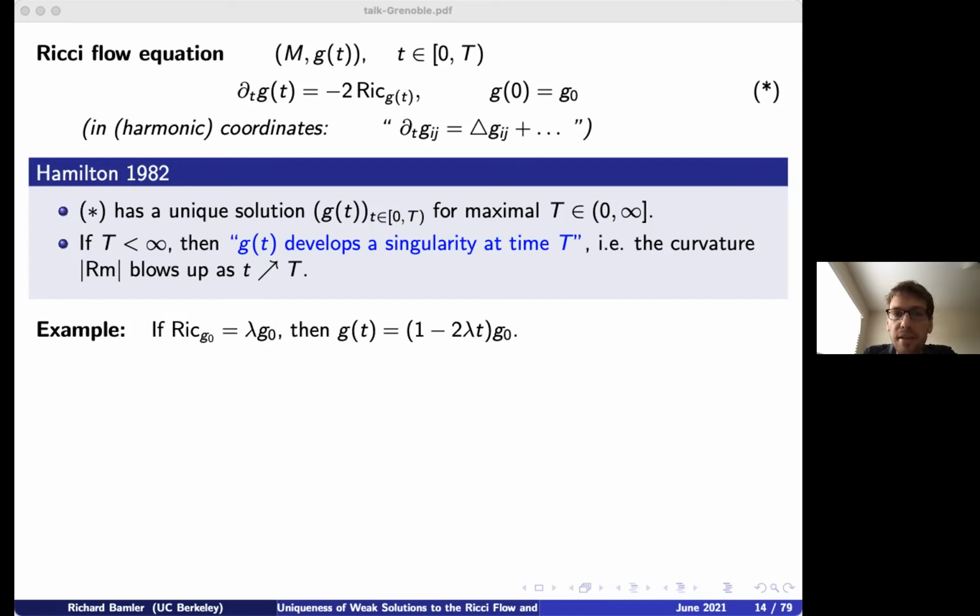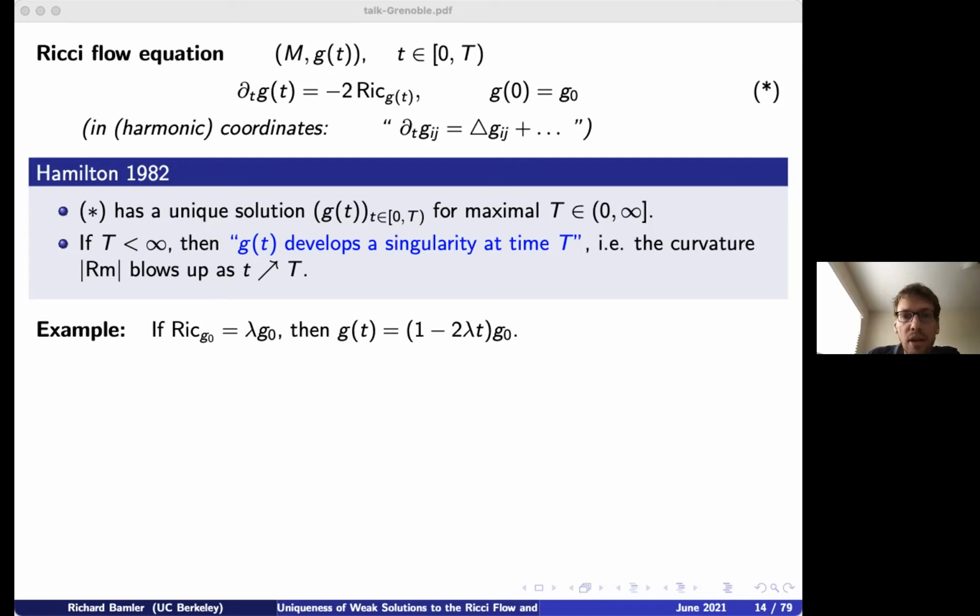All right, so here is the most basic example that you can think of. This is the example where we start with a metric that is Einstein. Right? So Ricci is equal to some multiple of the metric. And in this case, the Ricci flow equation will just imply that the metric evolves via rescaling. So this is one of the few classes of examples where we can write down a solution to the Ricci flow explicitly.